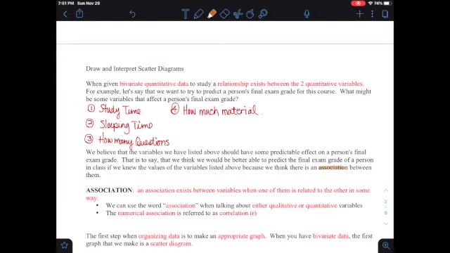Association exists between variables when one of them is related to the other in some way. Okay, so how much time you study probably affects the grade you're going to get. So one, we can use the word association when we're talking about either qualitative or quantitative variables. Two, the numerical association is referred to as correlation, R.